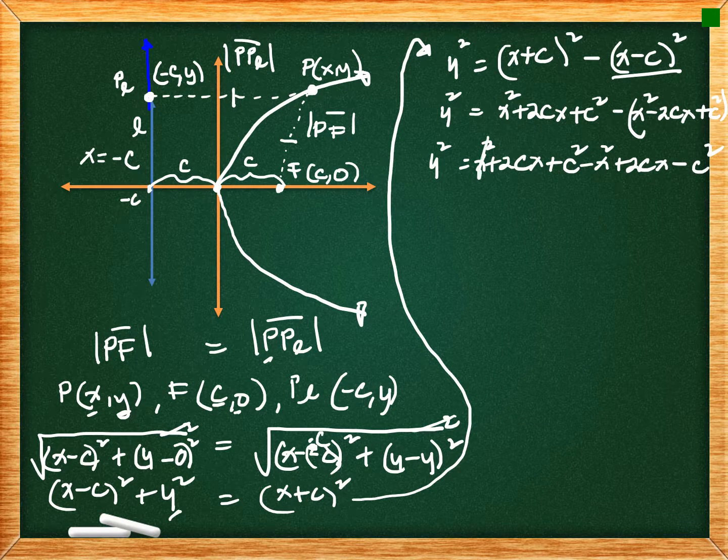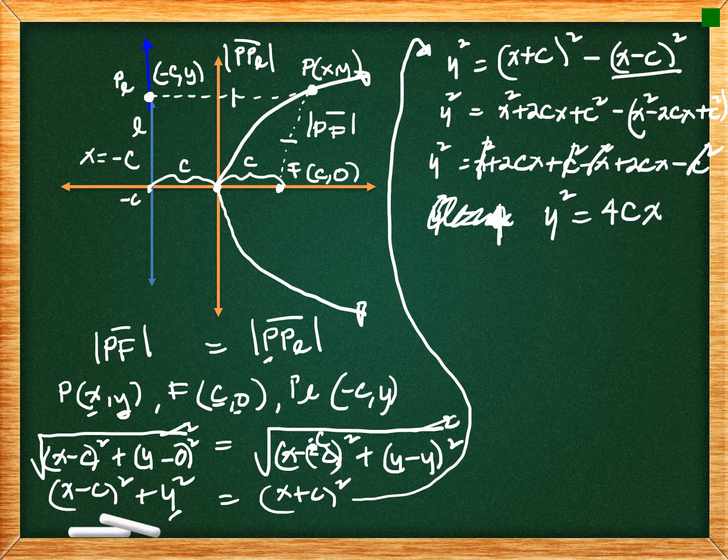So this term and this can be removed. They are equal to 0. This and this also, we remove it. And we finally have just Y squared equal to 2CX plus 2CX, which is 4CX. Let me write that clearly. We have Y squared equal to 4CX.